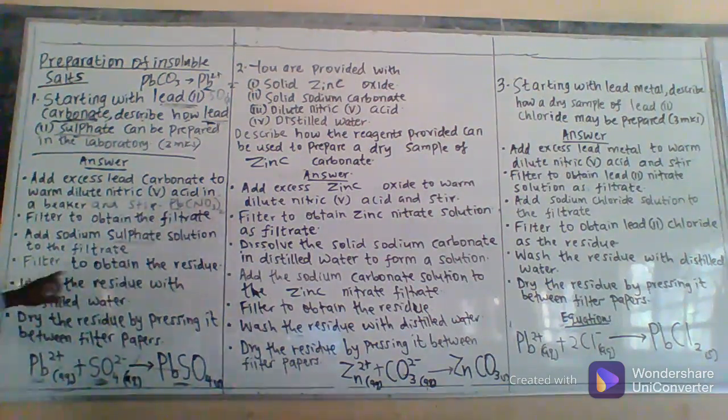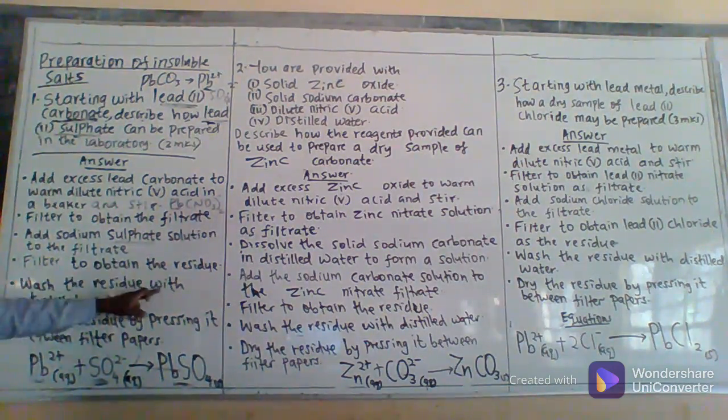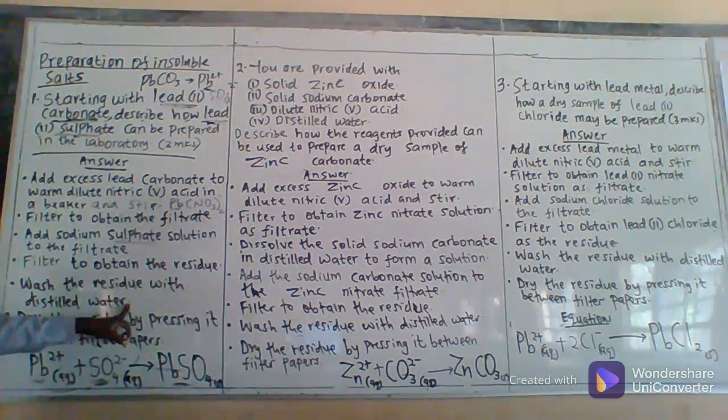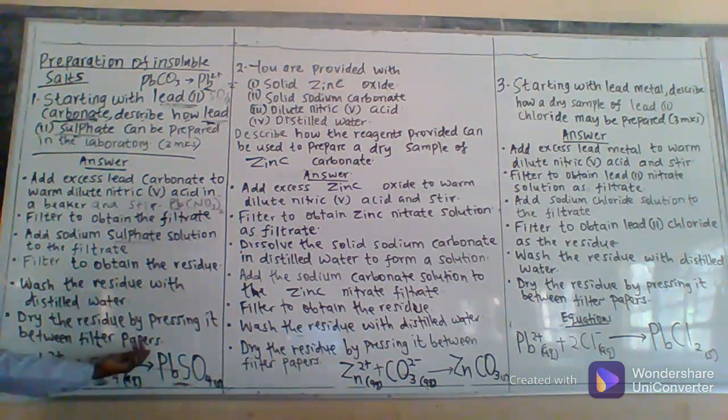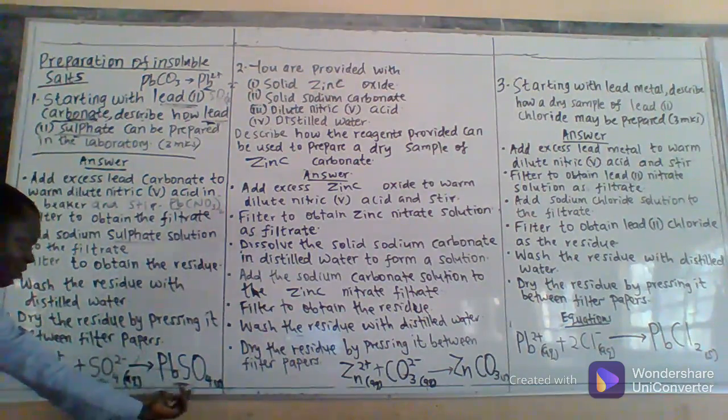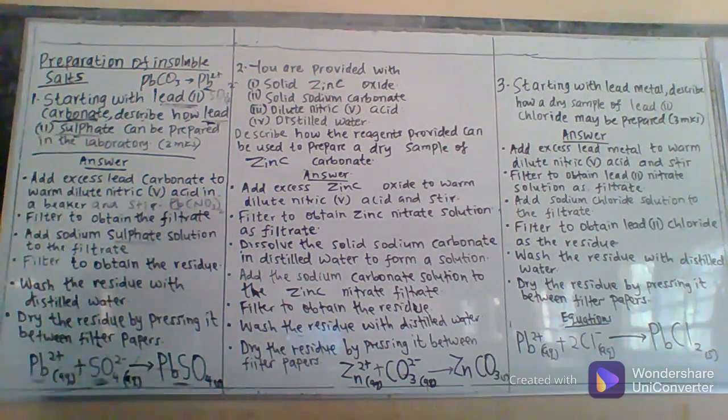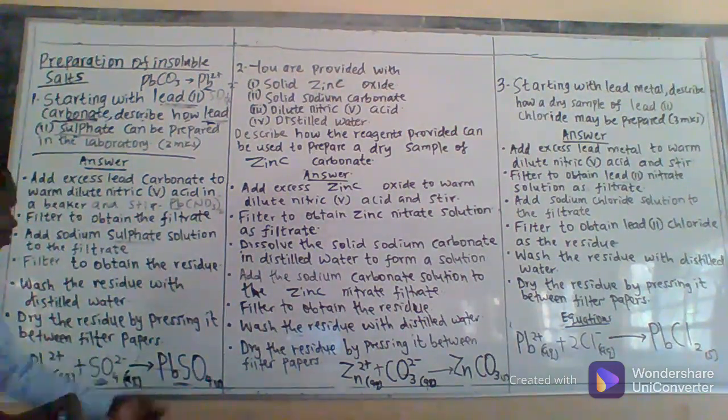So you filter to obtain the residue, and that residue is lead sulfate. Wash the residue with distilled water to remove dissolved impurities, and then dry the residue by pressing it between filter papers. By so doing, that residue will be a pure sample of lead sulfate. So that's just one of the examples of the ways in which you can prepare an insoluble salt.